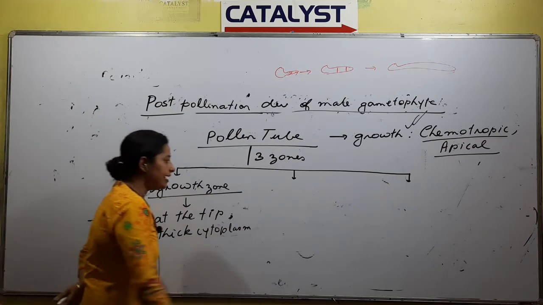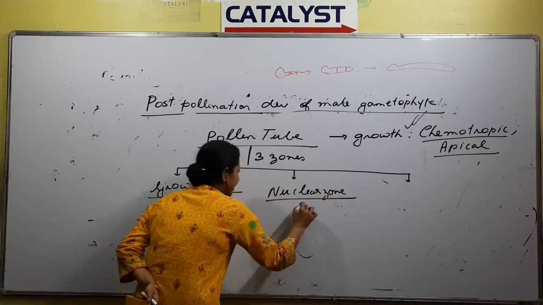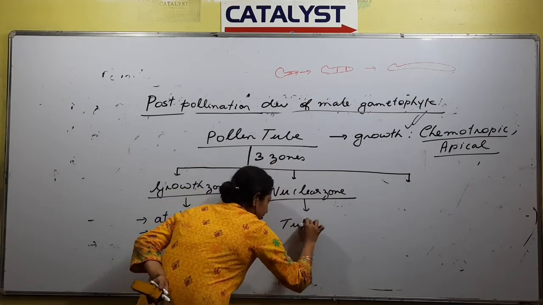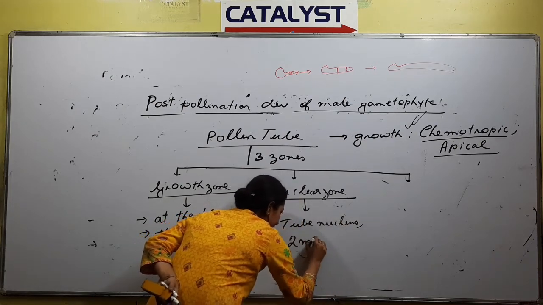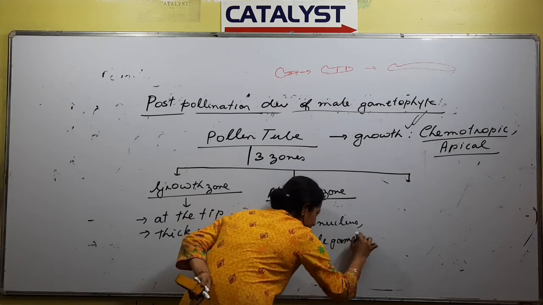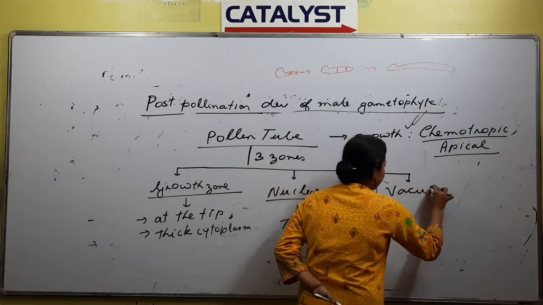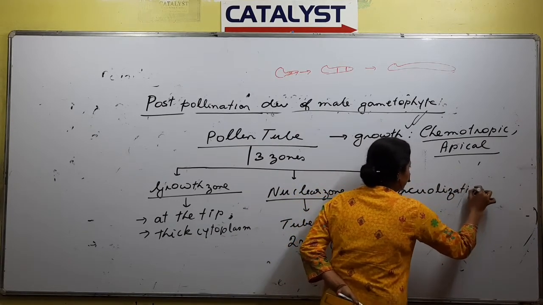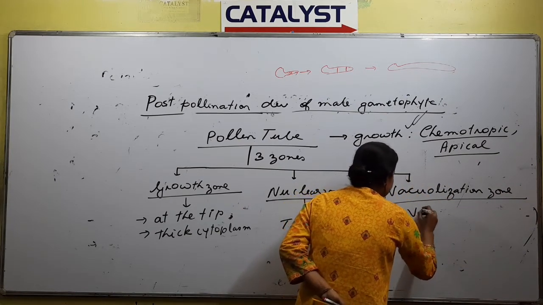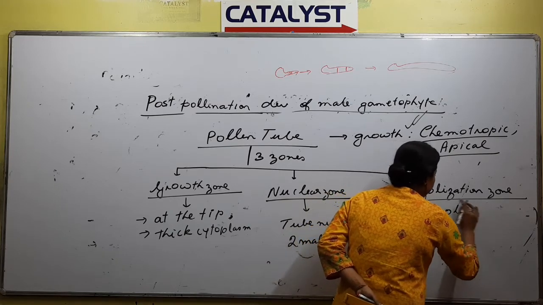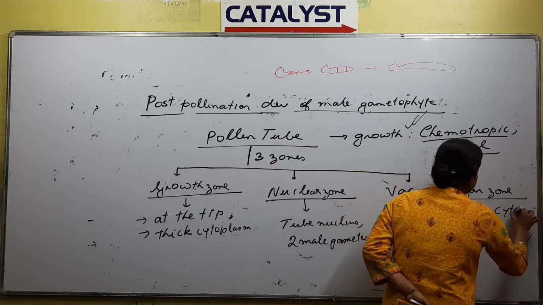The next zone is called the nuclear zone. In the nuclear zone we have the tube nucleus and the two male gametes. Wherever they are present, we call it the nuclear zone. And finally we have the vacuolization zone. In the vacuolization zone, vacuoles are present in the cytoplasm.